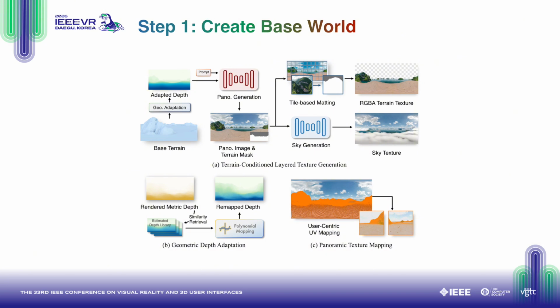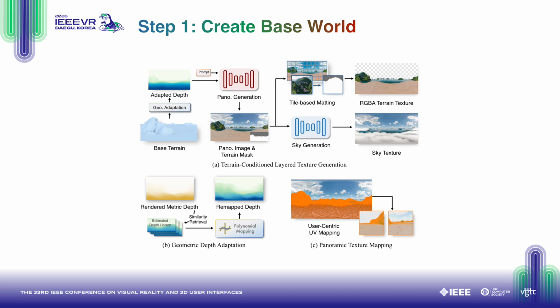We train a diffusion model to generate panoramic textures for both the terrain mesh and the sky. To ensure the panorama aligns well with the underlying geometry, we introduce 2 key components. First, a geometric adaptation module for the depth ControlNet to reduce the train-test mismatch between metric depth and relative depth. Second, a user-centric texture mapping strategy that lets the terrain sample from the panorama directly, avoiding the time-consuming backprojection step.